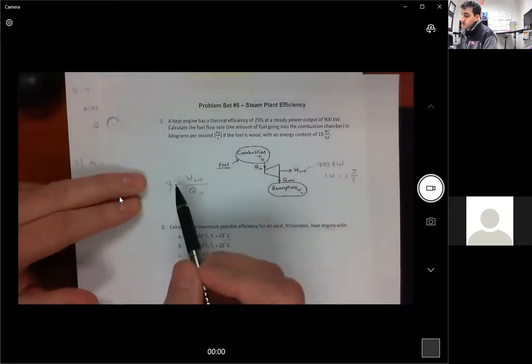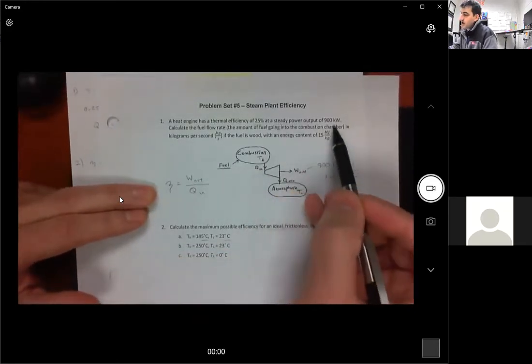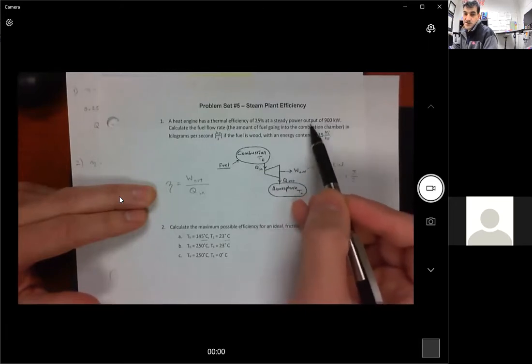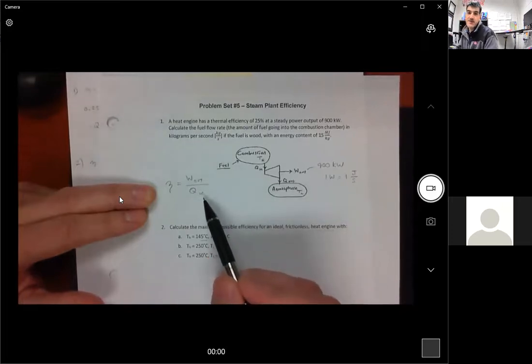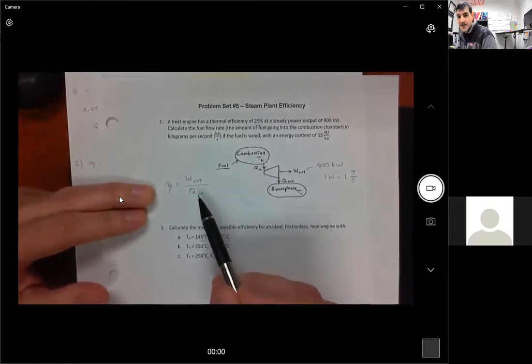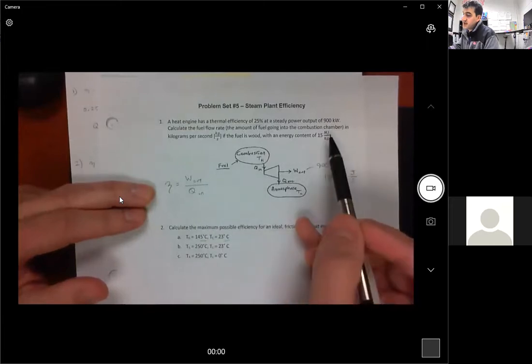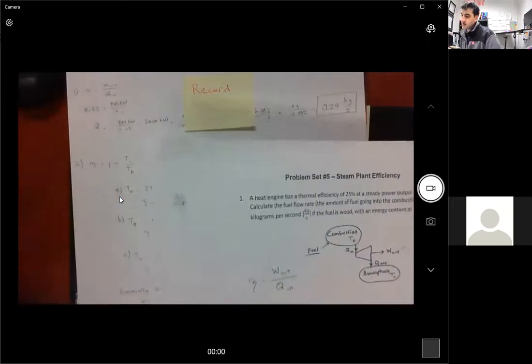All right, so our first clue is that it tells us the thermal efficiency here. And we have an equation for thermal efficiency. And it also tells us what the steady power output is. So this would be the work output. And the only thing left in this equation to solve for would be the heat input. So we need to solve for the heat input, and then maybe we can convert that into a fuel flow rate since we know how much energy per kilogram the fuel has. All right, so that's what we're going to do.